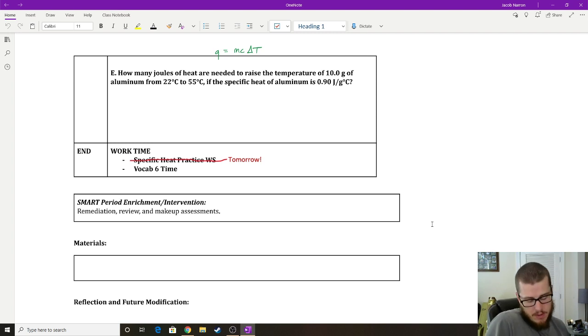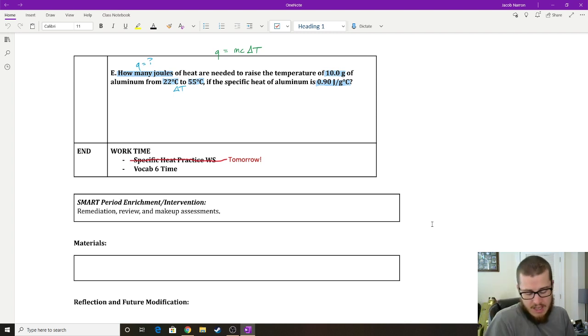Whew, gosh, that's a lot of stuff. That's okay because I'm still going to follow the steps. So I know I'm looking for how many joules of heat. So basically, Q equals what? Are needed to raise the temperature of 10 grams. There's my mass. From 22 degrees to 55 degrees Celsius. Oh no, I have 2 temperatures. I wonder what I'm going to do. Well, I'm probably going to use delta T, and we'll talk about that in a second. If the specific heat of aluminum is 0.90 joules per gram degrees Celsius, they give me a lot of stuff.